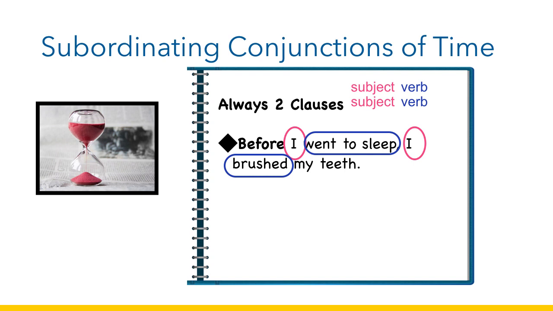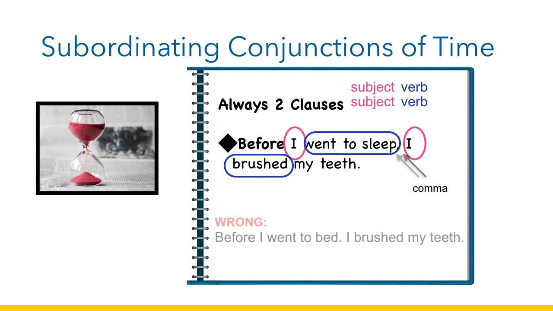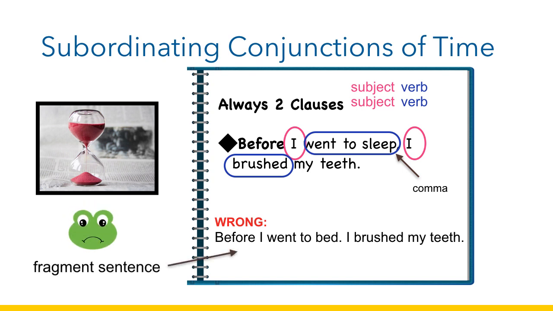So to check if you are using a subordinating conjunction correctly, make sure you have written a sentence that has two clauses. That means you should see two subjects and two verbs. Notice also there's a comma after the dependent clause. It is wrong to put a period here. If you write a sentence like this that says, before I went to bed, you're writing what we call a fragment sentence. A fragment sentence is not a complete sentence.